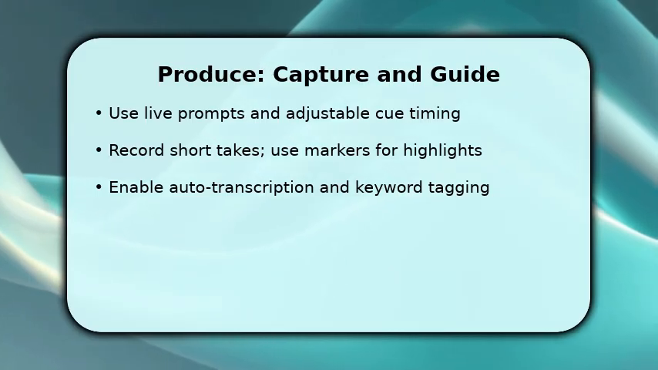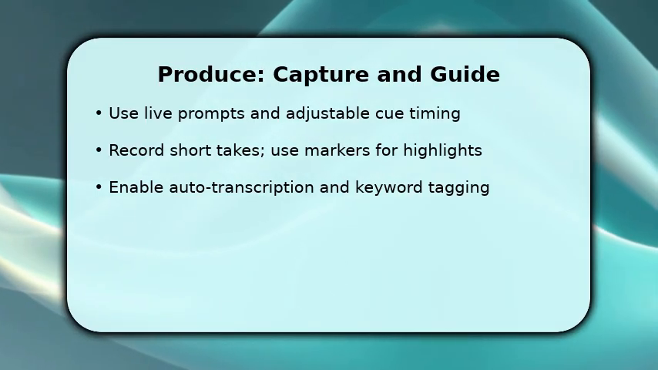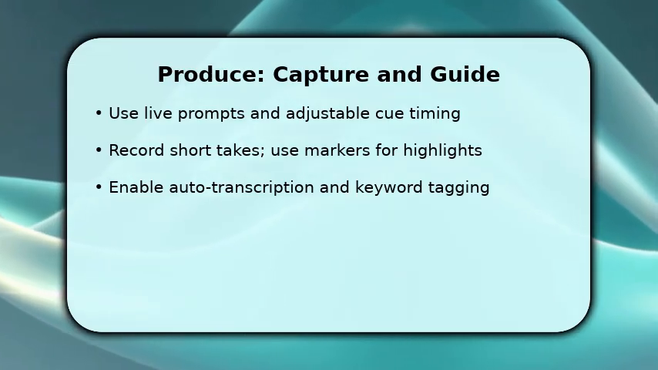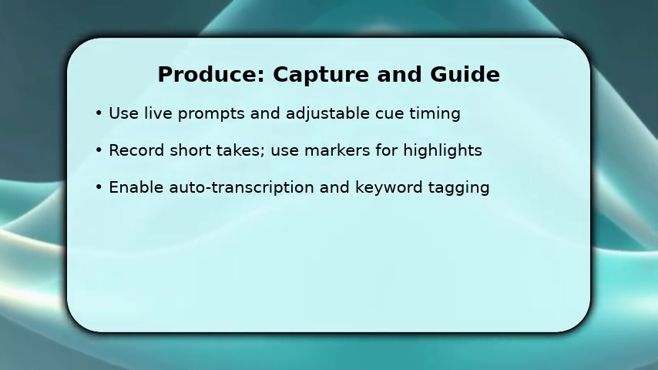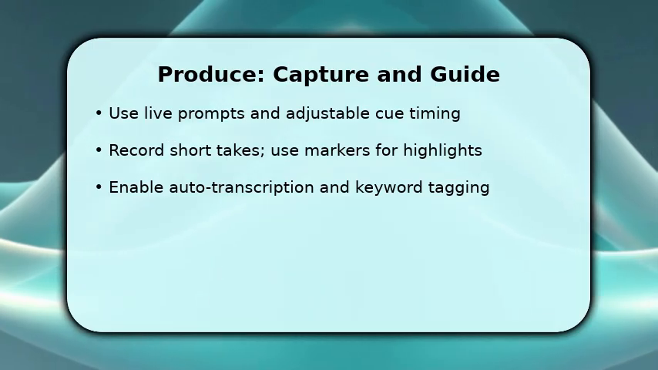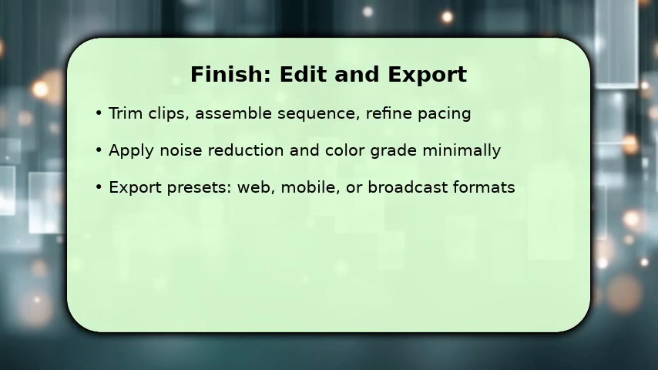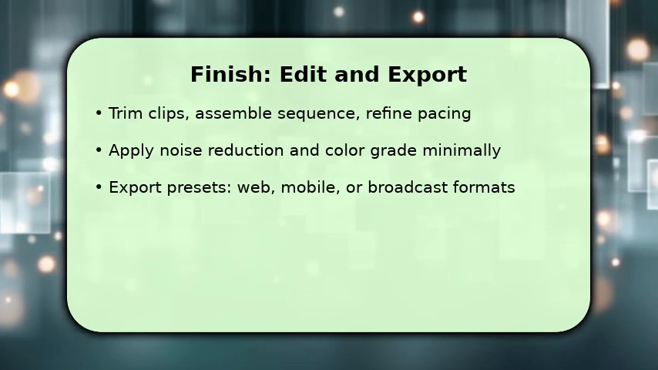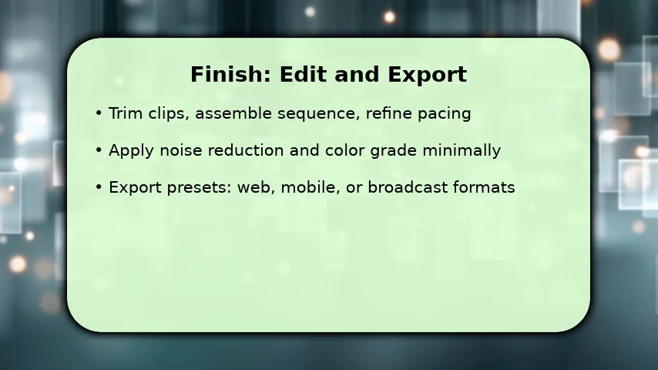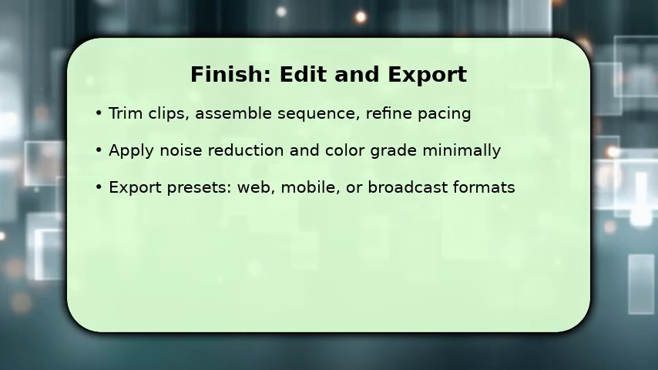Enable auto-transcription and keyword tagging to convert speech into searchable text. This speeds review and allows you to assemble a coherent sequence from unscripted material. You finish by trimming clips and assembling the best takes into a narrative sequence. Focus on pacing and emotional peaks to keep viewers engaged.